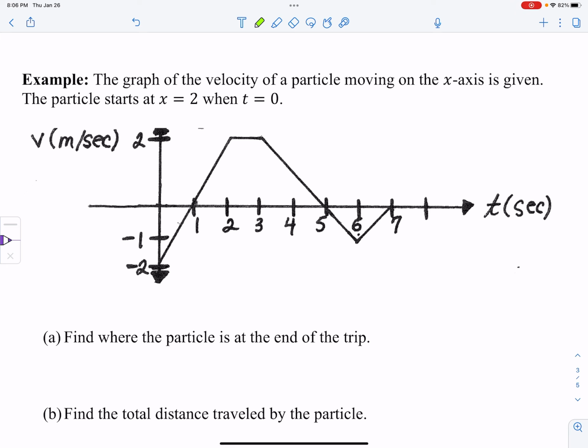Okay, so we have to look at the graph here. And it looks like the graph is only defined from t equals 0 to t equals 7. So I'm assuming that t equals 7 seconds is the end of the trip. Now, if we integrate our velocity function from 0 to 7, that's going to give us the displacement of the particle. However, the particle is not starting at the origin. We are given that the particle is starting at x equals 2, so we need to take that into account here.